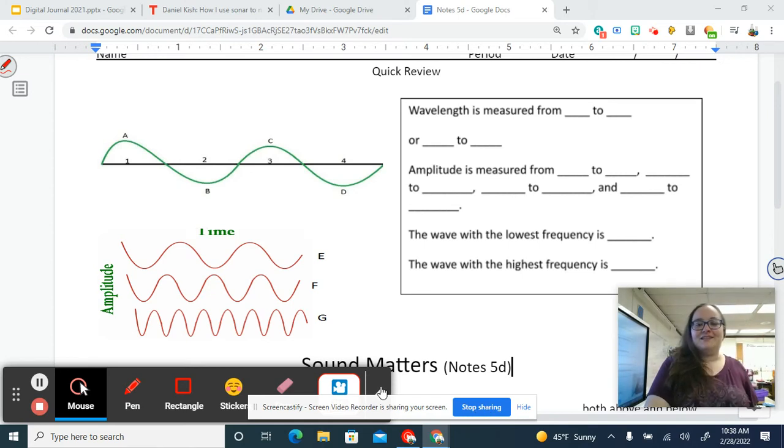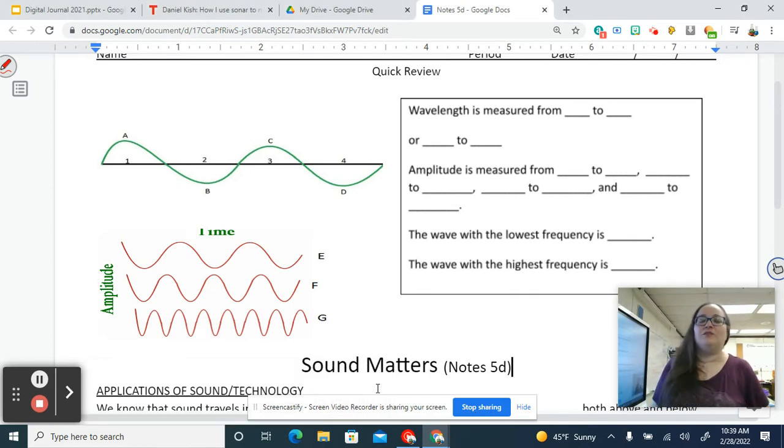Hi, welcome back. Today we are finishing up our sound unit with the last set of notes on sound. That's Sound Matters Notes 5D. This is a really quick one.